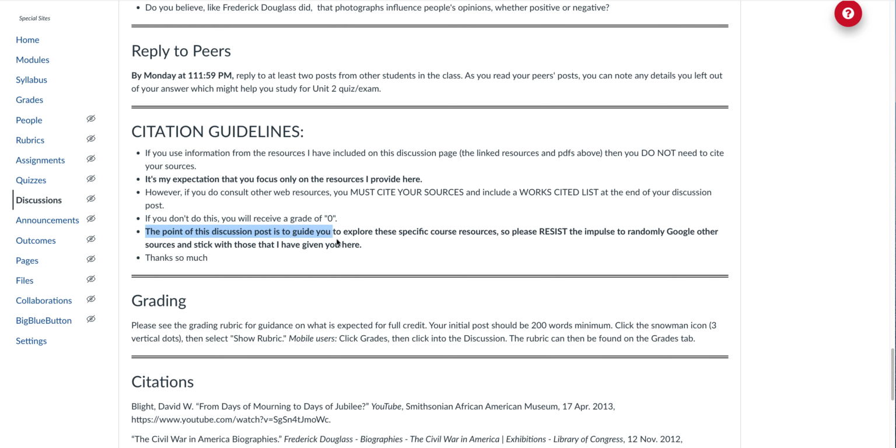The point of this discussion post is to guide you to explore these specific course resources. So please resist the impulse to randomly Google other sources and stick with those I've given you here. And part of the reason for this is that the quiz questions are going to be based on these resources, not on some random Google search of the broader internet.